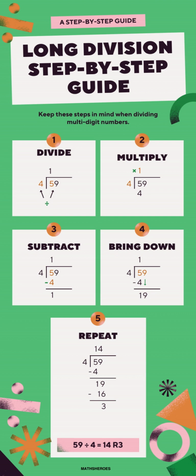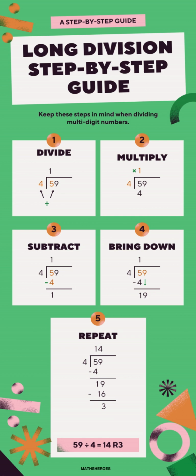So for this example, we'll be dividing 4 into 59. So it's kind of similar to the first one. So you guys should be able to have an idea of how to do this. But anyhow, let me go through it.